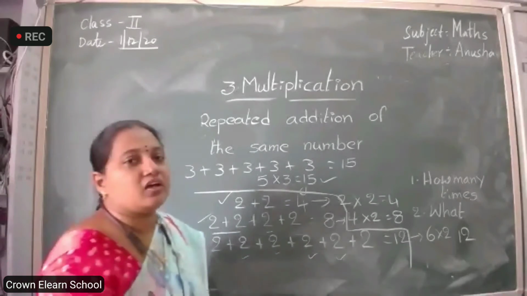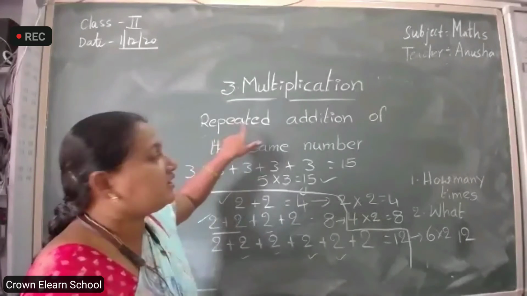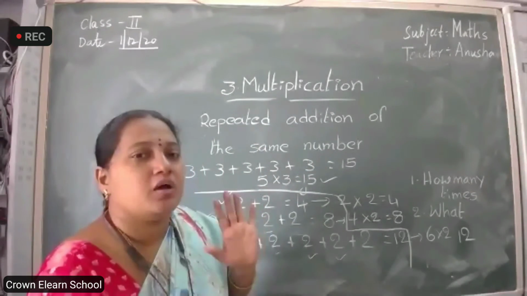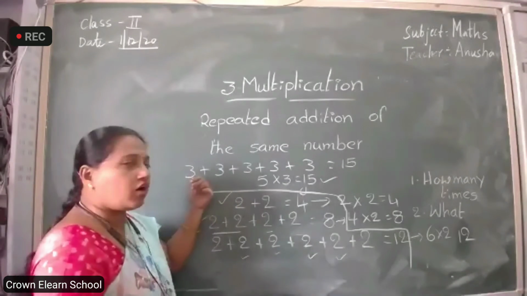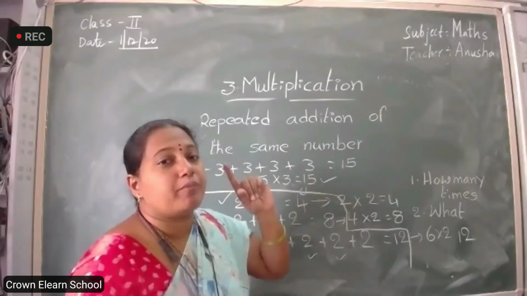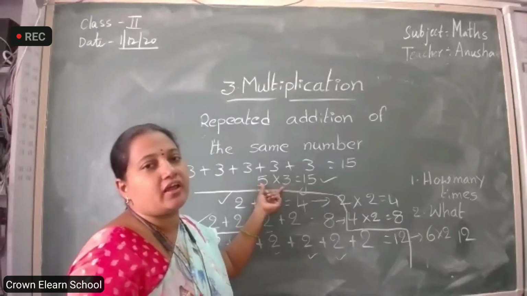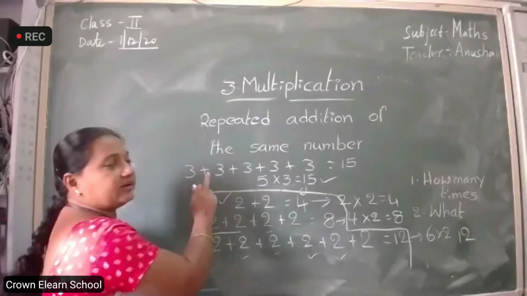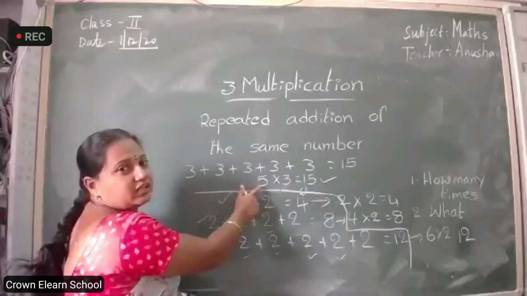Okay. When we go for multiplication, what is multiplication? Repeated addition of the same number is called multiplication. So when we want to add a number many times, the better option is tables, meaning multiplication. Short way, easy and quick. So when we want to add any number repeatedly, then we go for multiplication.